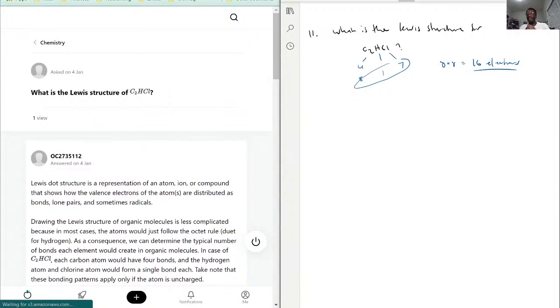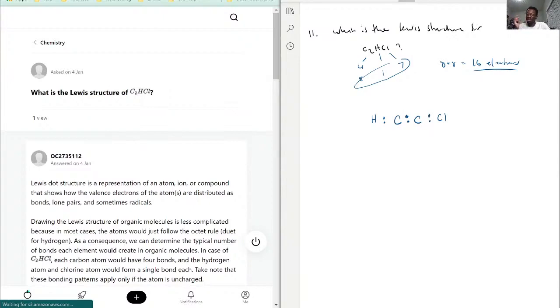Now, because carbons have the most unpaired electrons, we're going to put those in the middle. So C and C, and we're going to evenly distribute 1 on each side. That's the goal here. So H and Cl. We're going to add 1 bond here. That's what we're going to start with. I'm going to add 1 bond to each one.